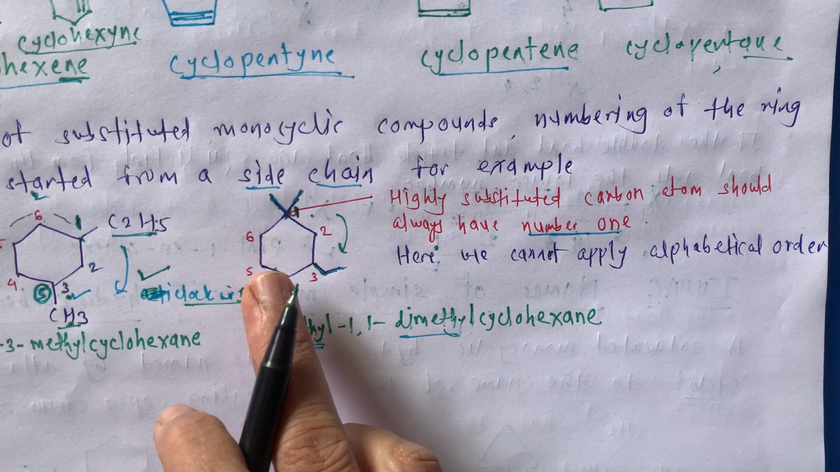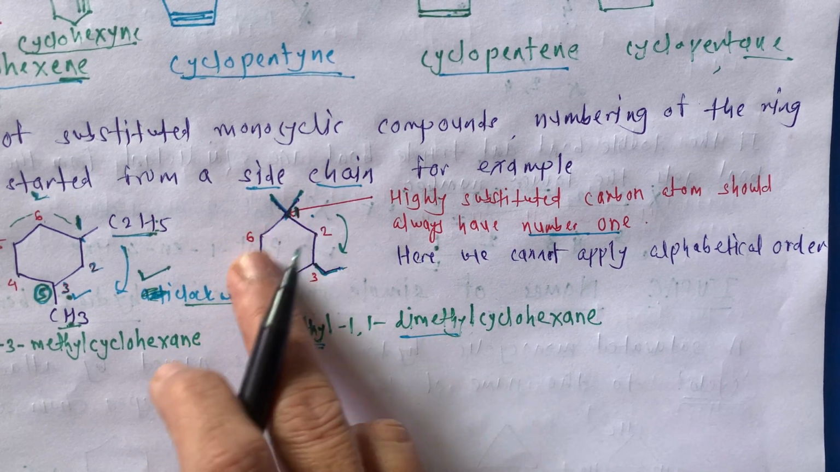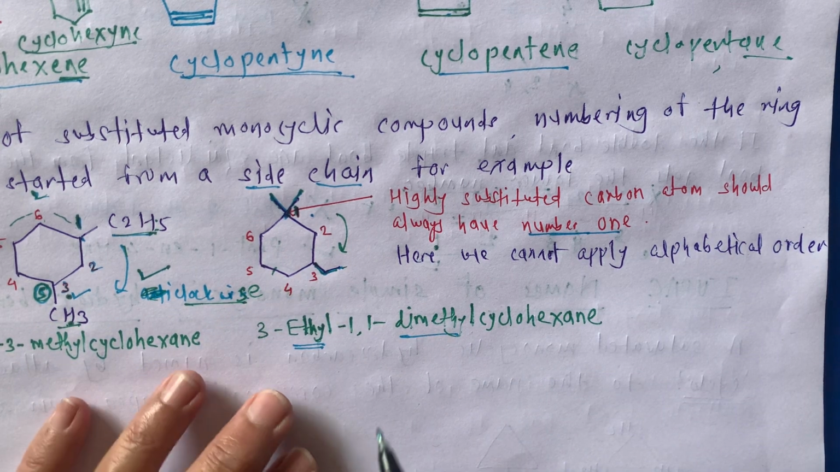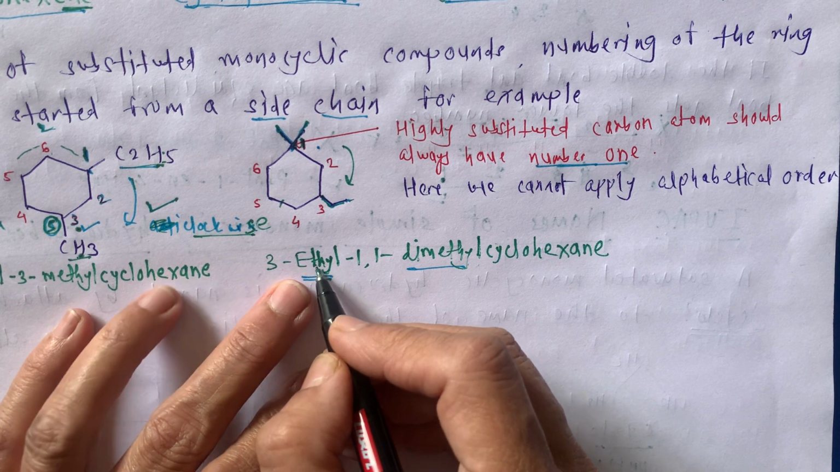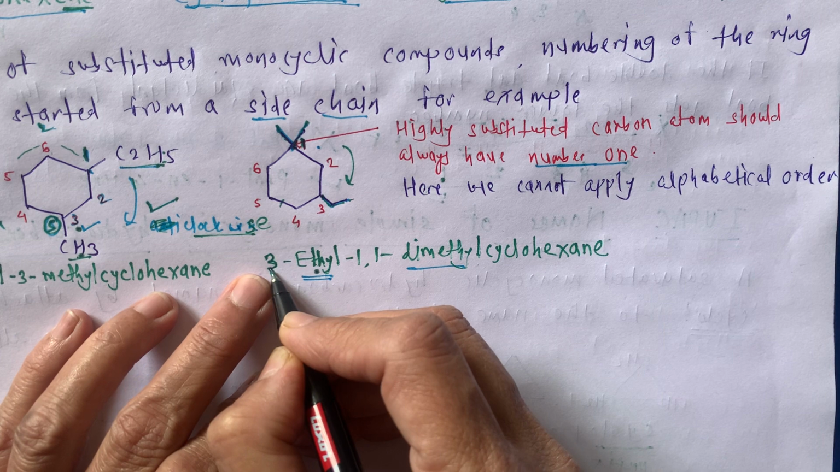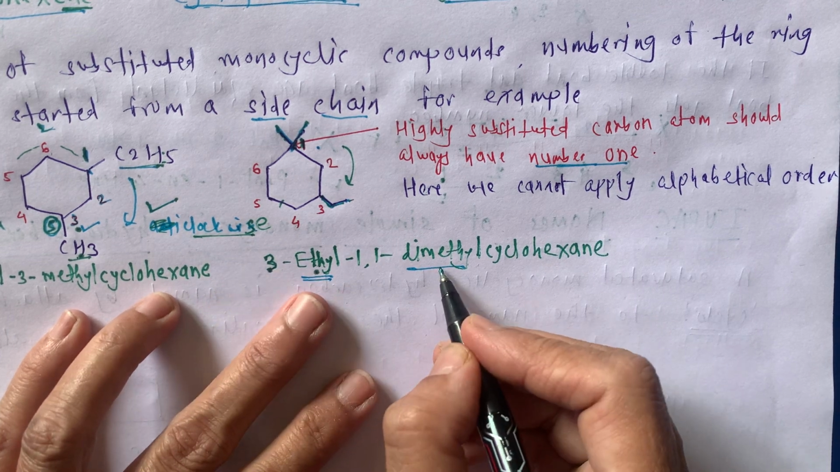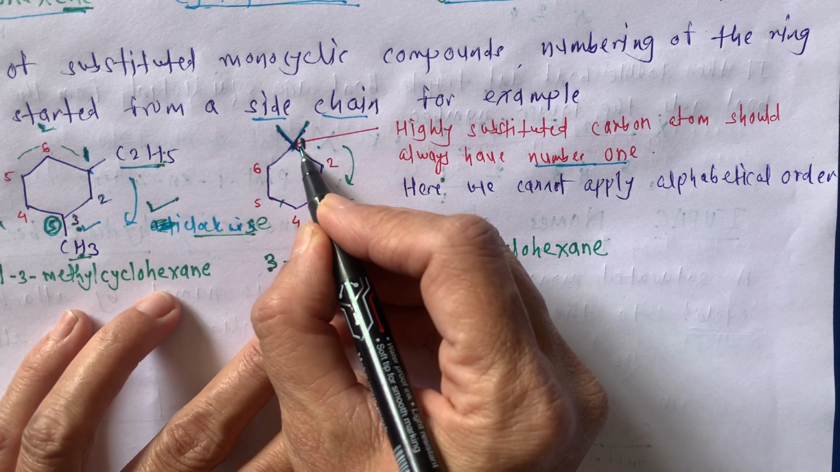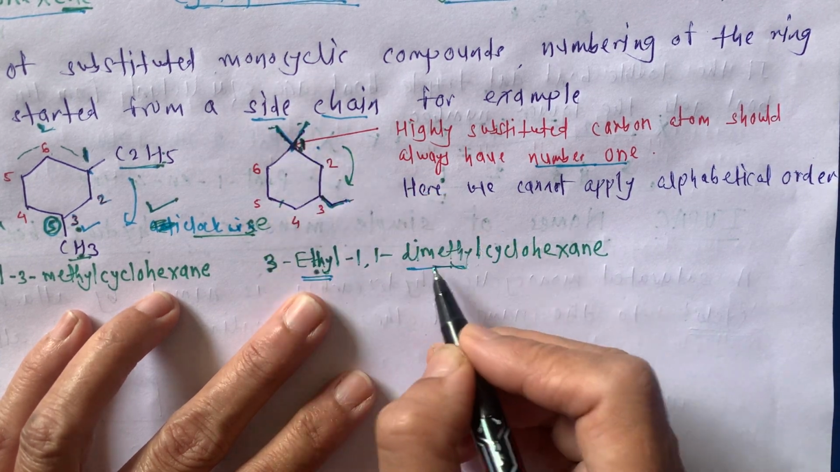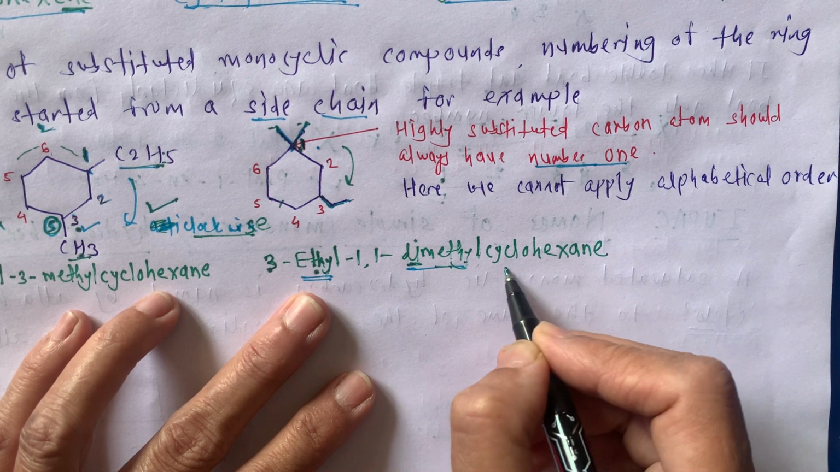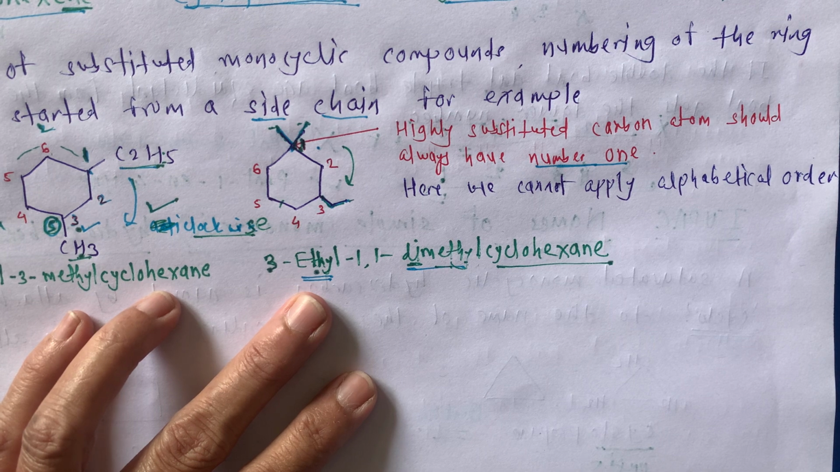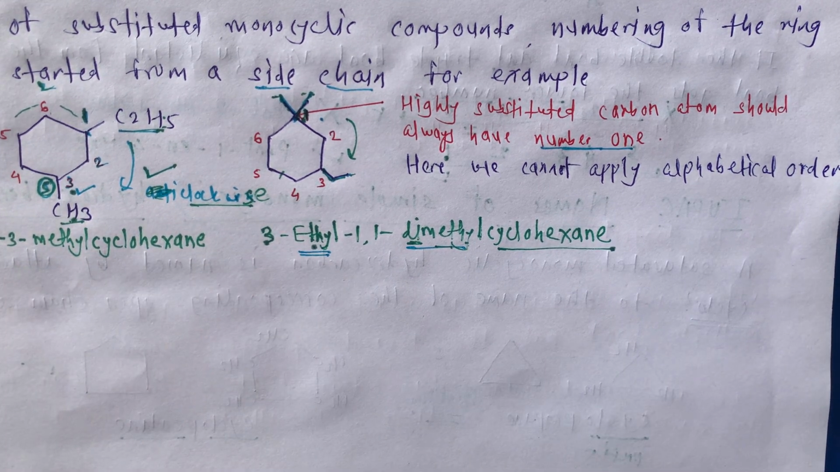I hope you remember this thing. We are not mentioning carbon and hydrogens. And so here we have to write ethyl first in alphabetical order, but its number is now 3. And now methyl is on the first carbon, because this carbon is highly substituted and it should start with 1. These are 2 methyl groups, so this is dimethyl, and then the monocyclic compound, that is cyclohexane: 3-ethyl-1,1-dimethylcyclohexane.